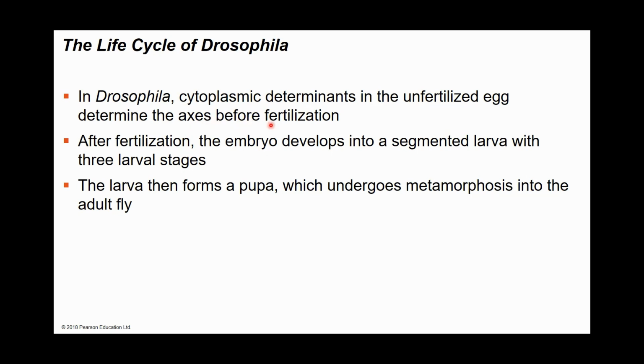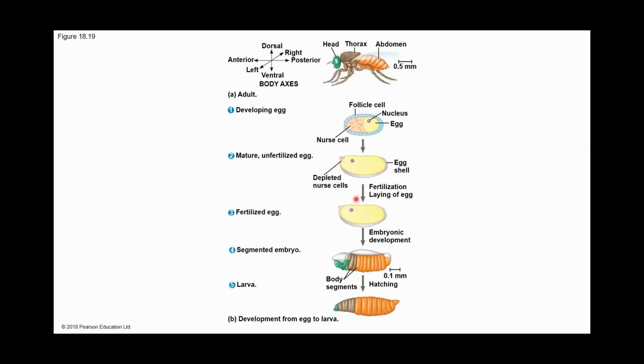Now, after fertilization, as you can see, so before fertilization, we have a developing egg, and the developing egg consists of a single cell with a nucleus surrounded by follicle cells and a nurse cell. So these nurse cells provide the egg, the future embryo, with nutrients, with mRNA, with certain proteins.